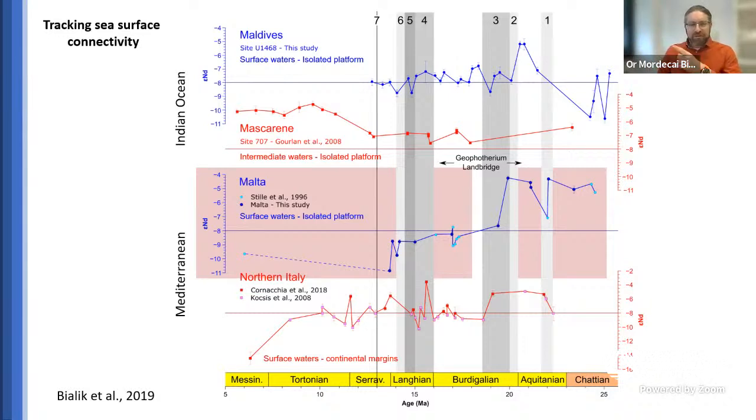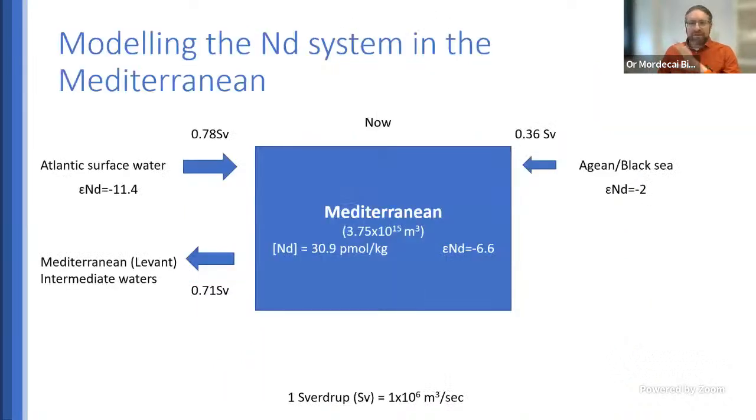Let me make it even stranger. Here's a conceptual box model of the Mediterranean now. It's getting most of its water from the Atlantic, loses some of it to evaporation, so there's more water coming in than water coming out, and then gets a bit of water from freshwater input and exchange with the Black Sea, which is very, very radiogenic. When you sum up the fluxes, you end up with an epsilon neodymium of about -6.6, which happens to be the value in the East Mediterranean.